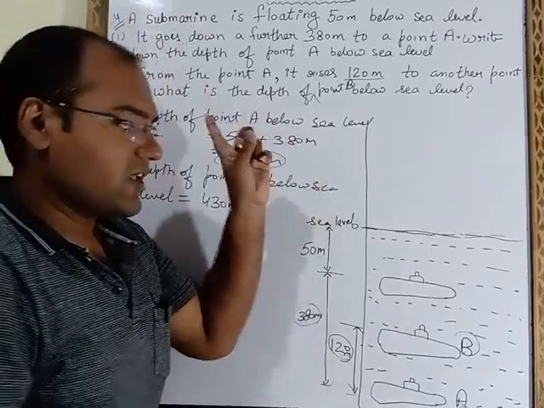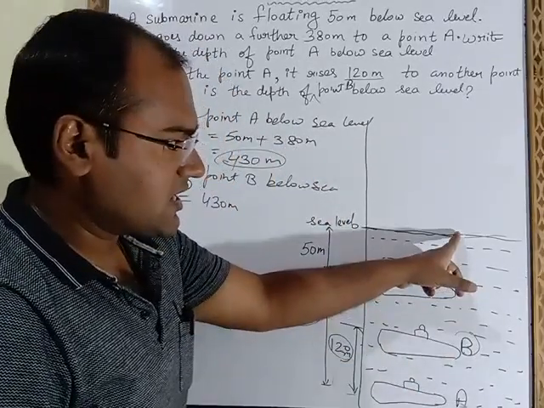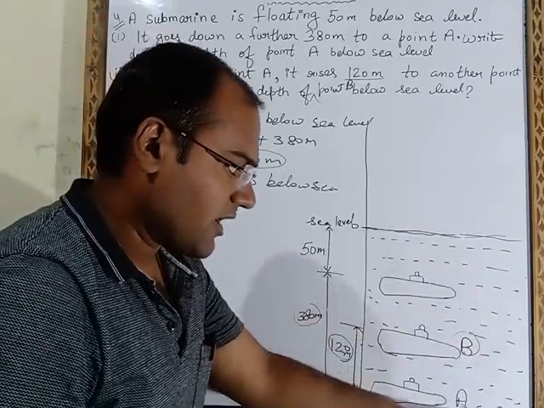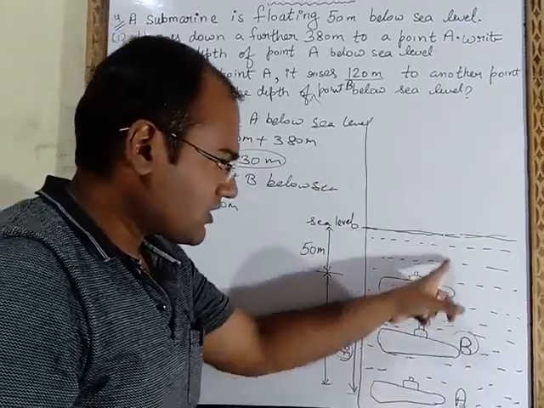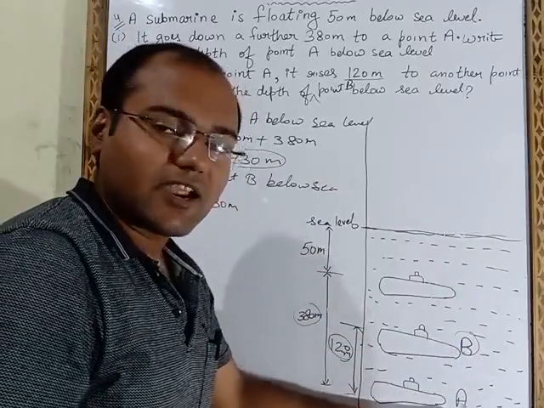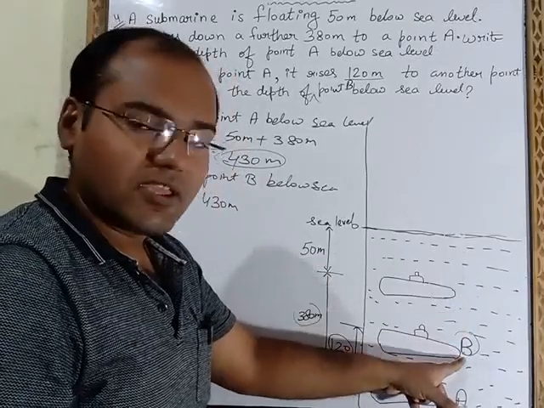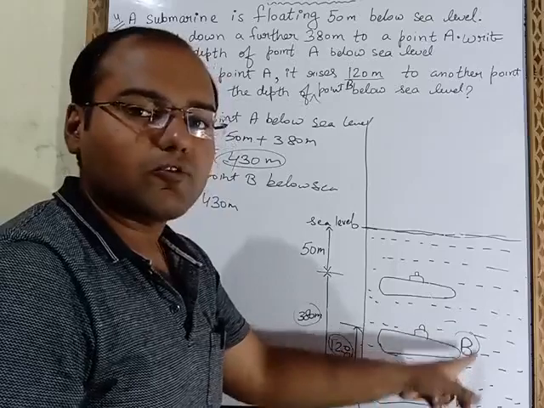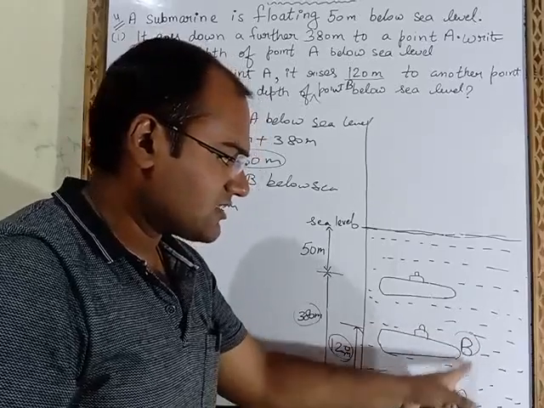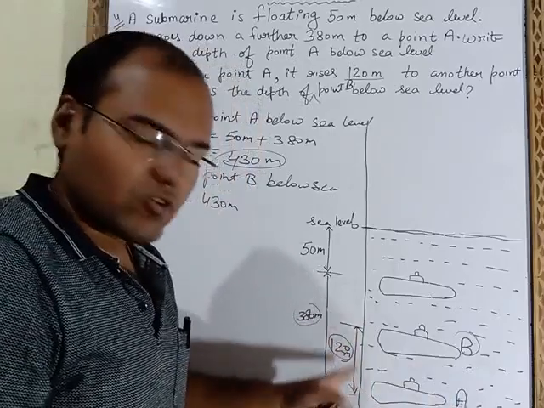In the first part we had found the distance of point A from the sea level. This much distance we had found in the first part, that is 430 meter. But this 430 meter we don't need in the second part. In the second part he is asking we have to write this much depth till B. That means this much depth between A and B we have to remove. What is the distance between A and B point? Distance between A and B point is 120 meter.